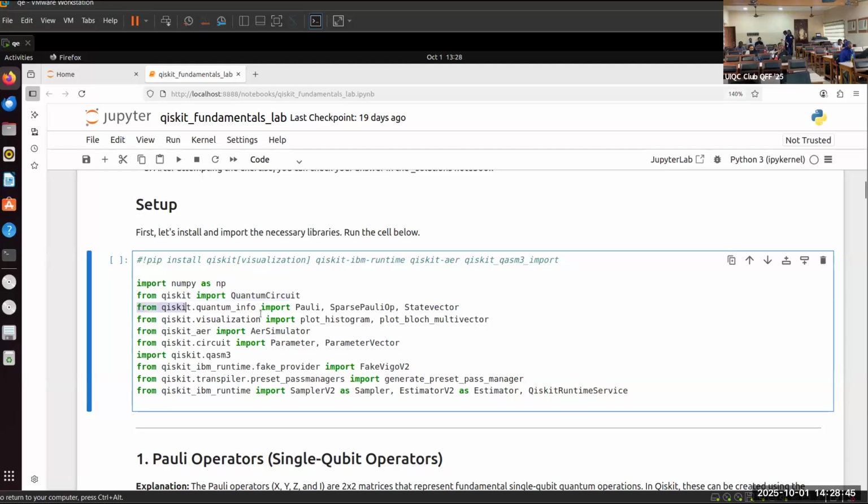Then here, from Qiskit quantum_info, you are importing something else, which is the Pauli. They are the Pauli gates. We are going to see them later for Pauli operations, sparse Pauli operators, state vectors. All of these, you're going to understand what they are later, but you just understand that these things have been imported. Sometimes you can be given a task to solve a problem, and the challenge is just to import the right tool. Are we following?